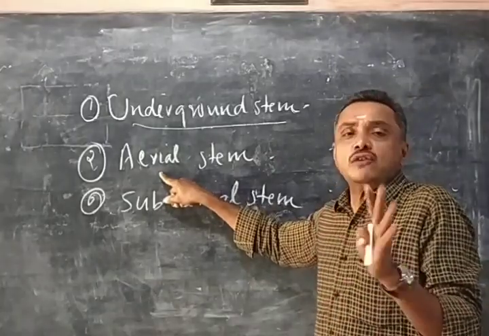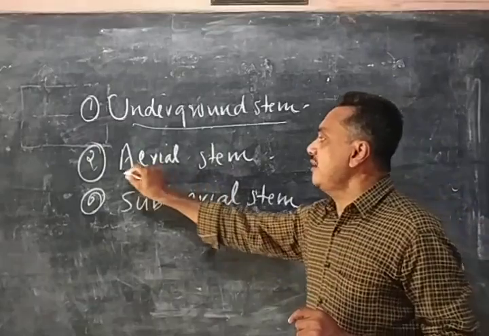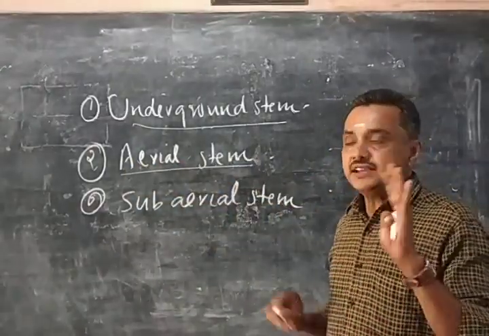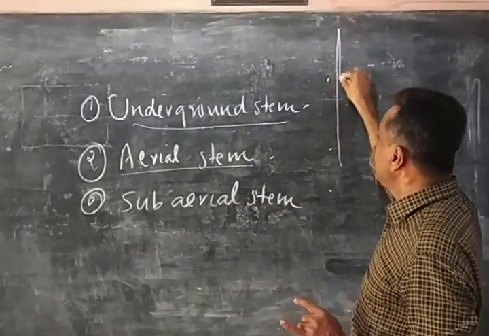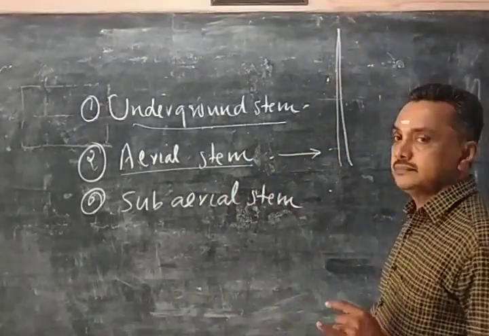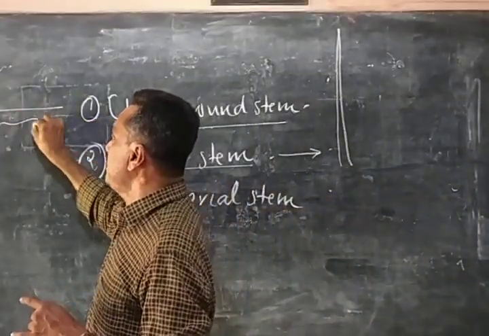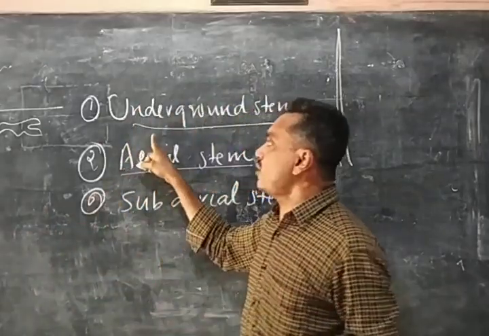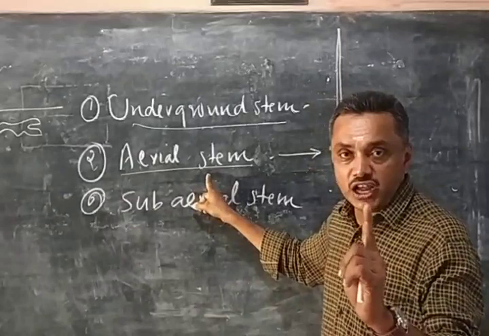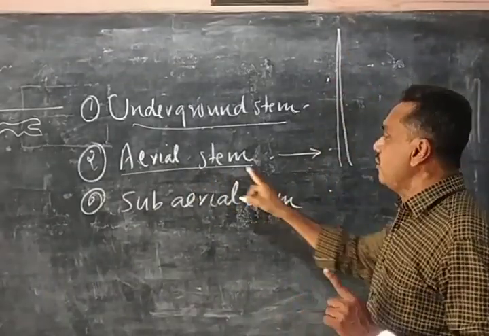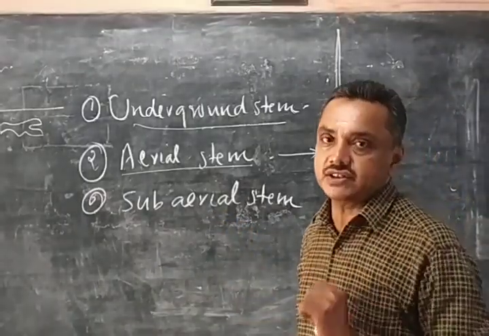So in most plants the stem grows vertically above the soil level. Such a stem is called an aerial stem. The stem present above the soil level but growing vertically is called an aerial stem. In many plants the stem is present below the soil level, and that is called an underground stem. And the third category is called the sub-aerial stem.